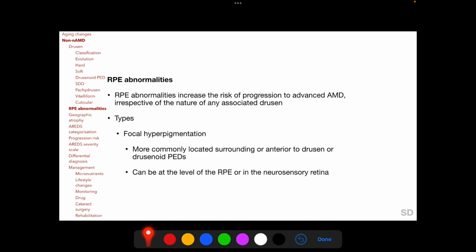RPE abnormalities is the clinical feature other than drusen which characterize the early phase of non-neovascular AMD, and RPE abnormalities have been found to increase the risk of progression to advanced AMD irrespective of the nature of any associated drusen. RPE abnormalities can appear as focal hyperpigmentation or focal hypopigmentation. Focal hyperpigmentation is more commonly located surrounding or anterior to drusen or drusenoid PEDs, and they can be at the level of the retinal pigment epithelium or more anteriorly within the neurosensory retina.